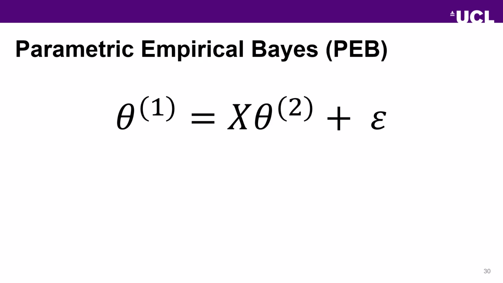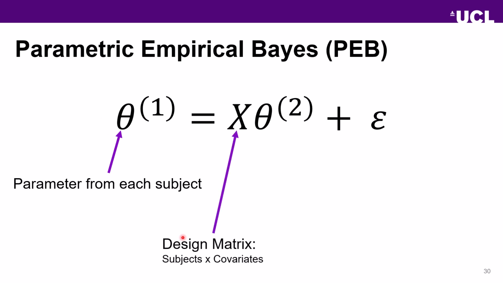So to analyze at the group level, we use parametric empirical Bayes. So we use this equation to do that. And what does this equation mean? Well, if we take one parameter for each subject, so we do this for all of the parameters, and we have our design matrix, which will be of size subjects by covariates. So if we have 3 subjects and 5 covariates, this will be a 3 by 5 matrix. And then we are trying to get this group level parameter. So we are taking this parameter from each subject and getting it into this parameter for the entire group.